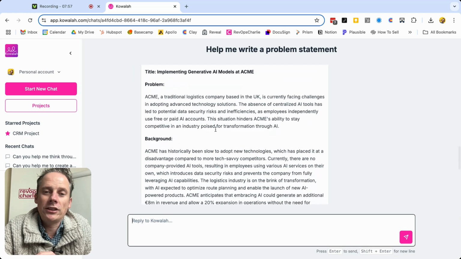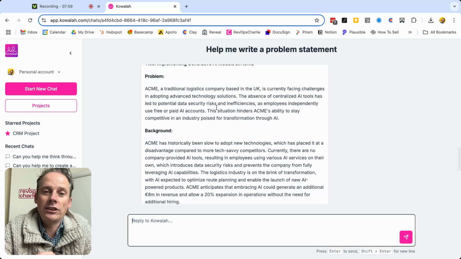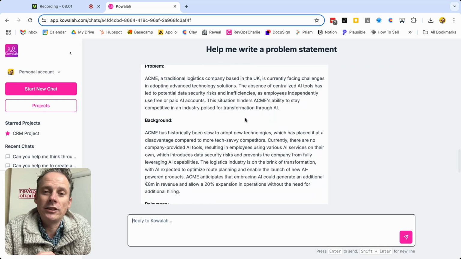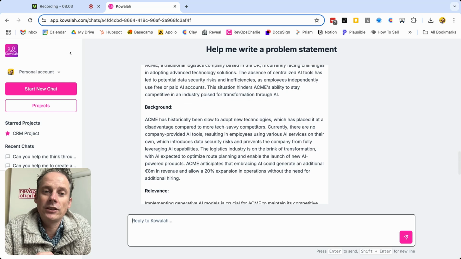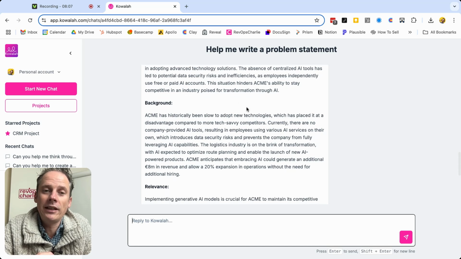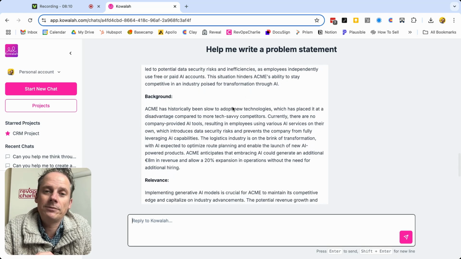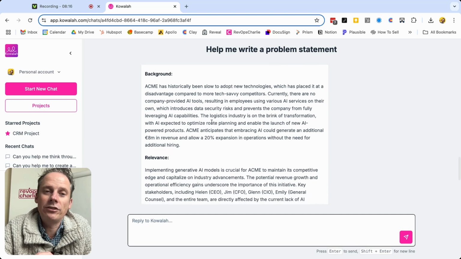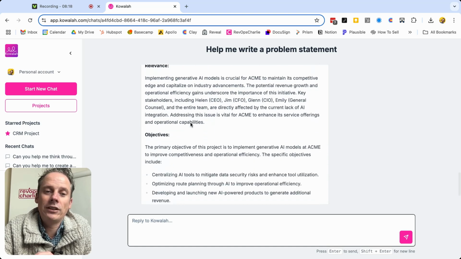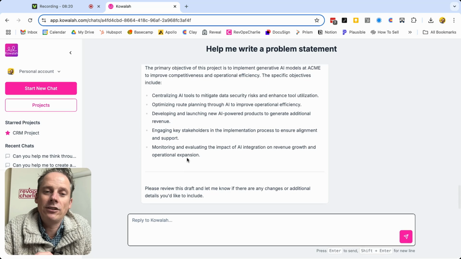Acme, a traditional logistics company based in the UK, is currently facing challenges in adopting advanced technology solutions. The absence of centralized AI tools has led to potential data security risks and inefficiencies as employees independently use free or paid AI accounts. This situation hinders the ability to stay competitive in an industry poised for transformation through AI. Background, relevance, objectives, and so on.